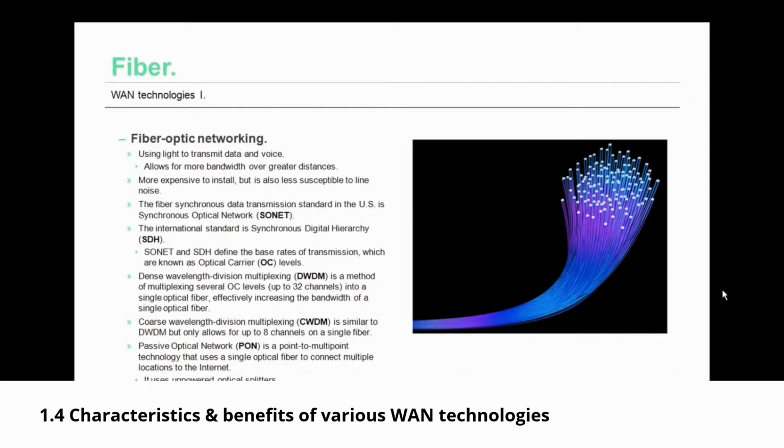When fiber optic is delivered to the premise, it's usually delivered over a passive optical network, or PON. A PON is a point-to-multipoint technology that uses a single optical fiber to connect multiple locations to the internet. The passive optical network uses unpowered optical splitters.